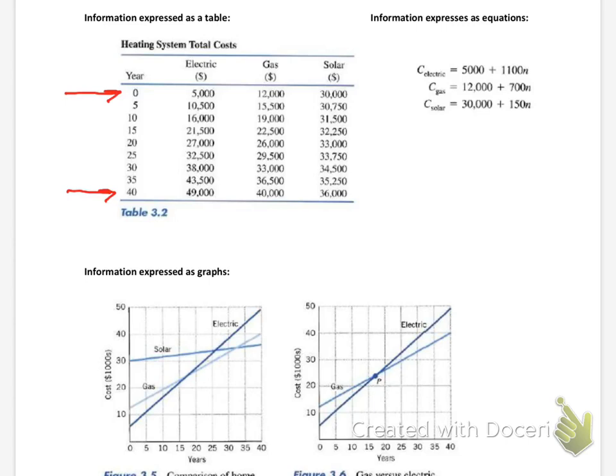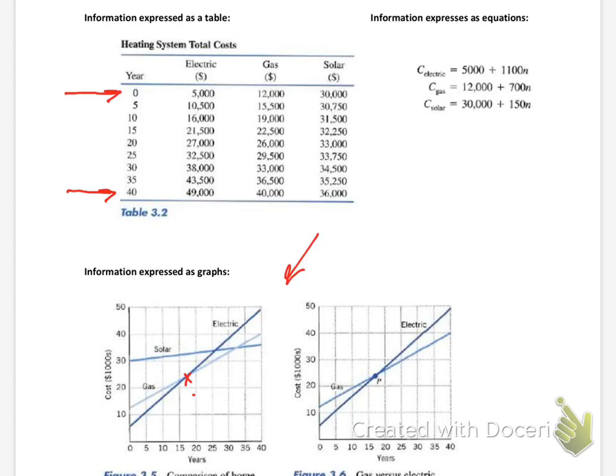So down here, we've expressed the information as graphs. The first graph has cost in thousands and then years. And you can see that we are starting at year 0 and moving on to year 40. So the table matches the graph. So what do I see? I see a year about 16 or 17 or so right here.